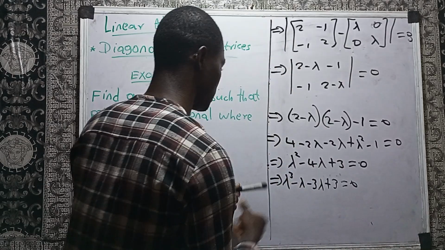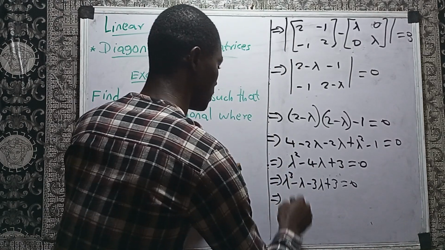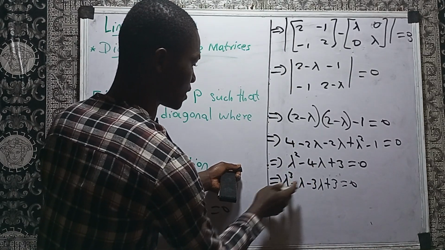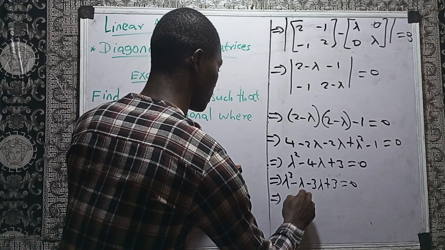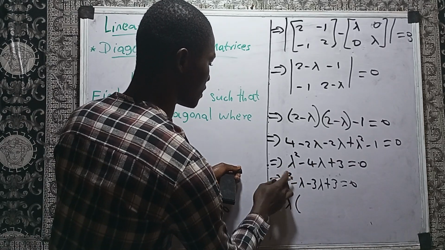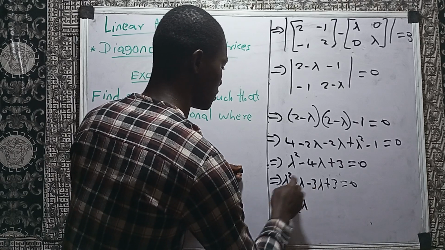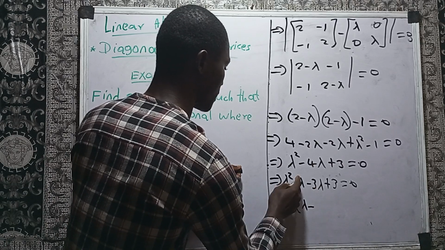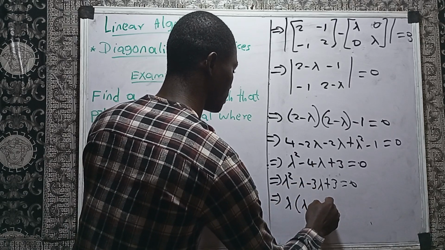So this simply implies, so let's factorize this. Lambda is common, right? Lambda, then, so this is lambda square, sorry. Lambda divided by lambda square, we have lambda. Lambda, we have minus here. Lambda divided by lambda, we have 1.